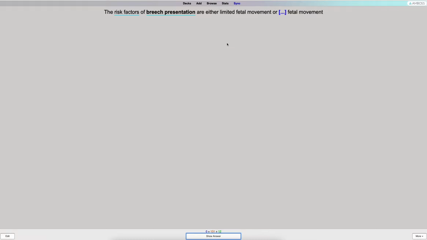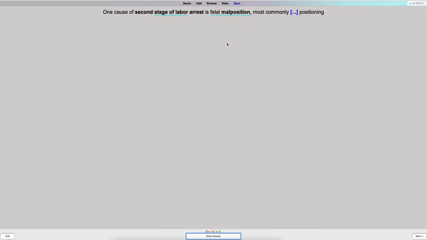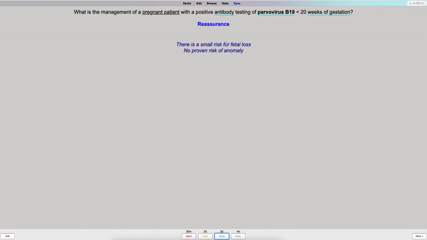Risk factors for breech presentation include limited fetal movement or excessive fetal movement. One cause of second stage of labor arrest is fetal malposition. Most common fetal malposition is the occiput posterior position. Pelvic inflammatory disease is usually treated outpatient. What is the management of a pregnant patient with positive antibody below 20 weeks? Doesn't affect the mom, so reassurance and support.